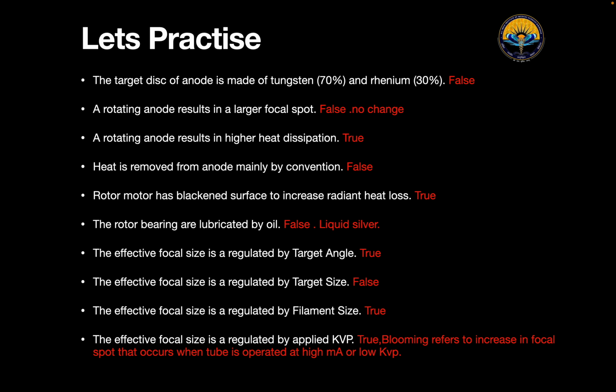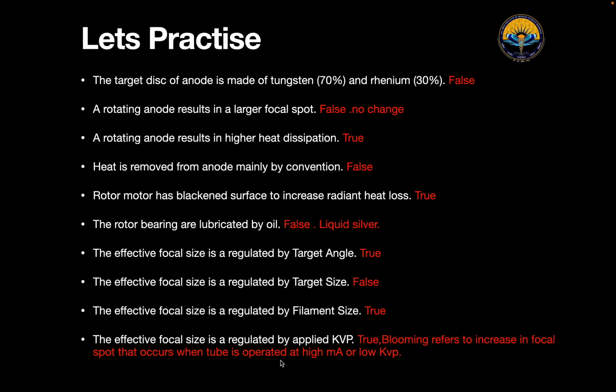The effective focal size, we know line focus principle states that the effective focal size depends on the target angle, and the actual focal spot, which will depend on how big the filament we have. Actually, in our system, we have two filaments. We have a larger filament and a smaller filament. So depending on how much focal spot we want, we can change it from larger filament to smaller filament also. That will change our actual focal spot also. So effective focal spot depends on the target angle and the filament size. It does not depend on the target size.